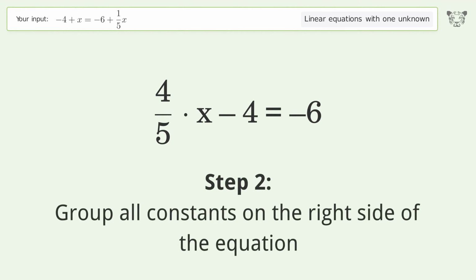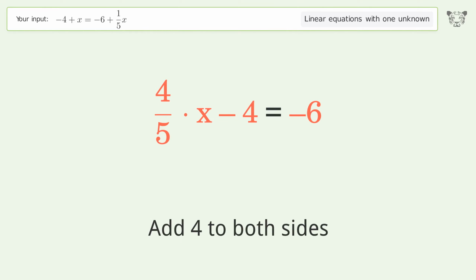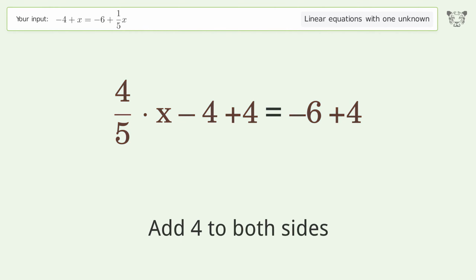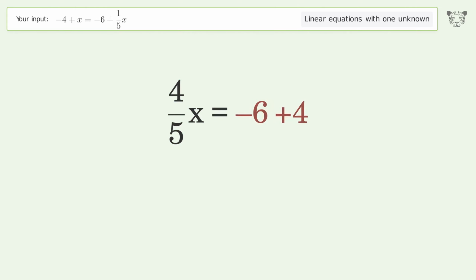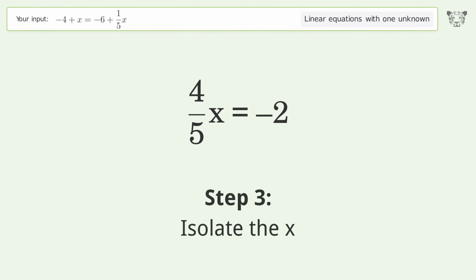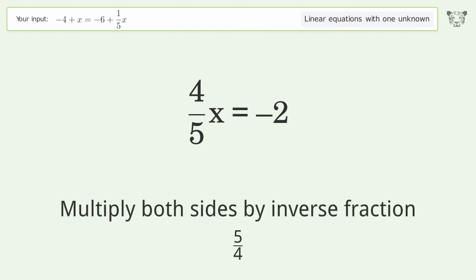Group all constants on the right side of the equation. Add 4 to both sides. Simplify the arithmetic. Isolate the x. Multiply both sides by inverse fraction 5/4.